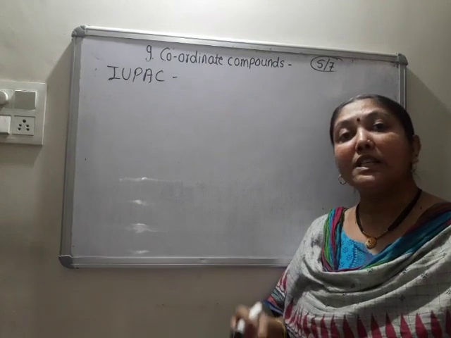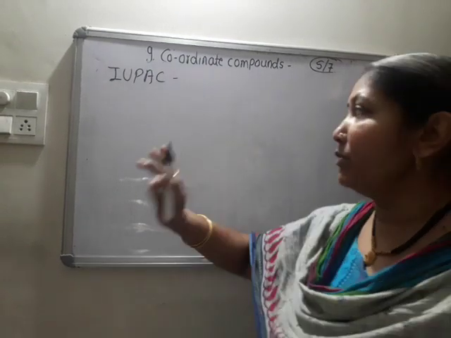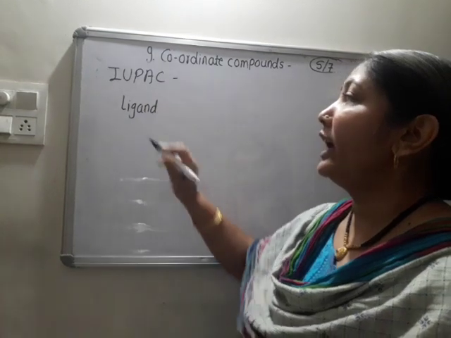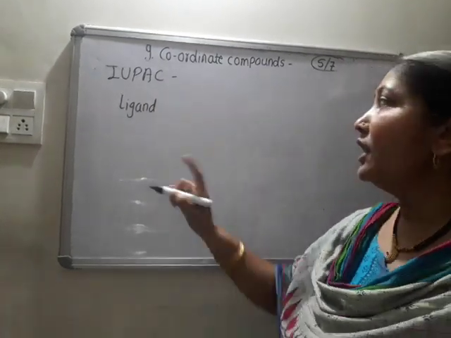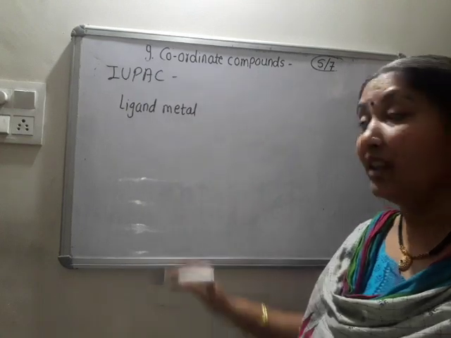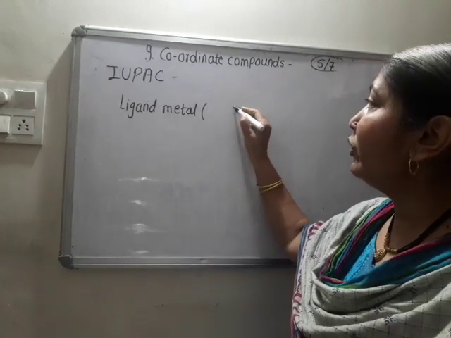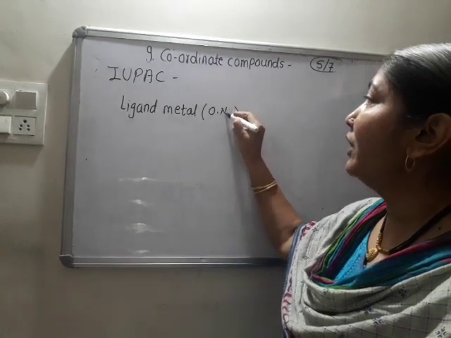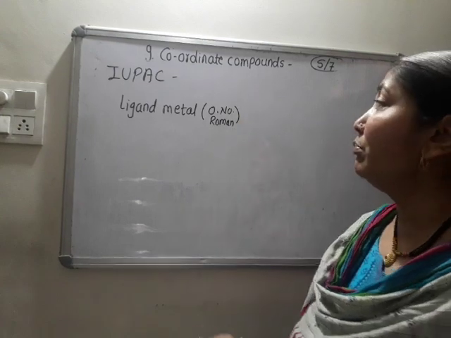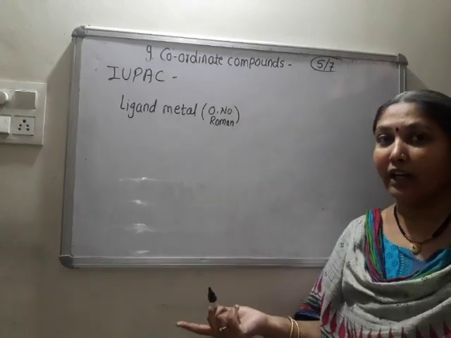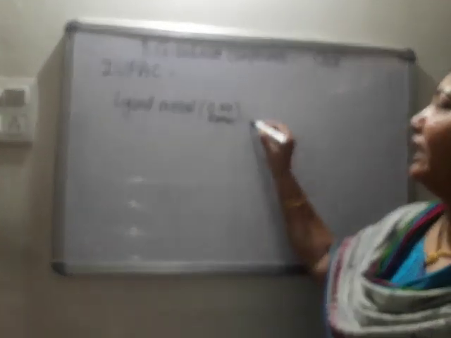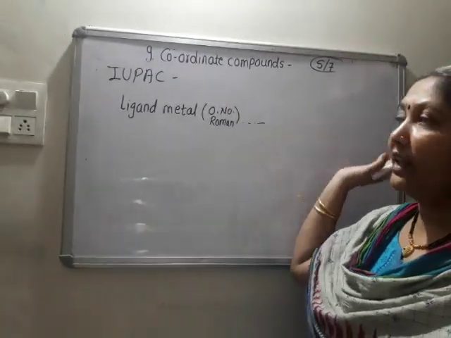So what is the rule to give the IUPAC name? See the format. We have to write the name of the ligand in the beginning. Then the name of the metal. Then in brackets we have to write the oxidation number of that metal in Roman. That's very important, not numbers like 1, 2, 3, 4, but Roman letters. So oxidation number in Roman, and at the end the counter ion, if it is there, that negative ion.